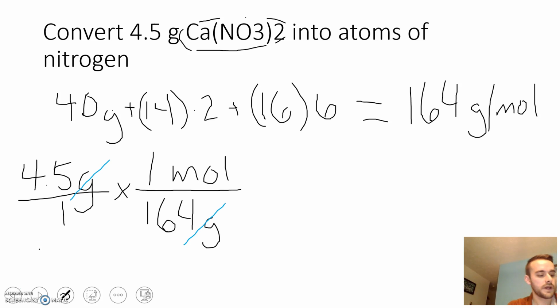So that gives us moles. And I'm going to show you how to do this problem in multiple steps. So if you wanted to stop here, you could put an equal sign, figure out the moles, and then move forward. I'm going to say, okay, we are good.